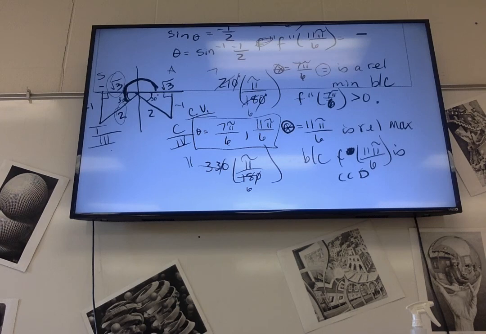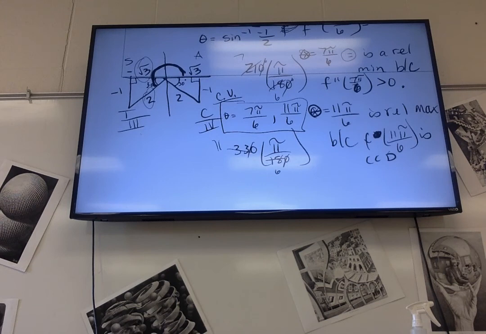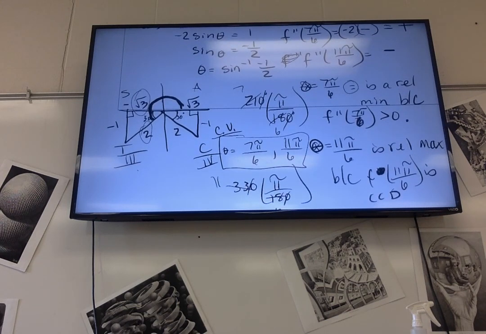So what do we plug the 7 pi over 6 into? The second derivative, to see if it was positive or negative. So how do we use that chart thing? This one over here. Just find the cosine of that. Cosine would be negative square root of 3 over 2, so it's a negative because I'm going to the left. And the other one's going to the right, so it's positive.